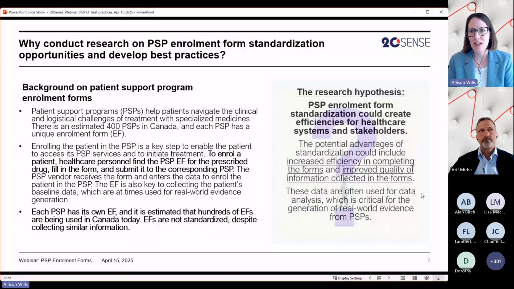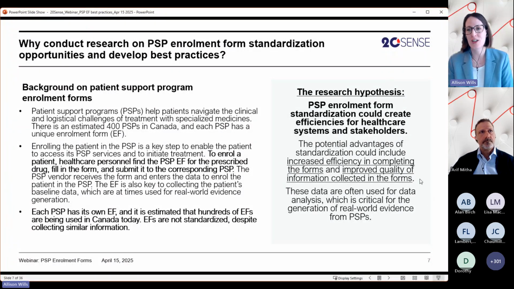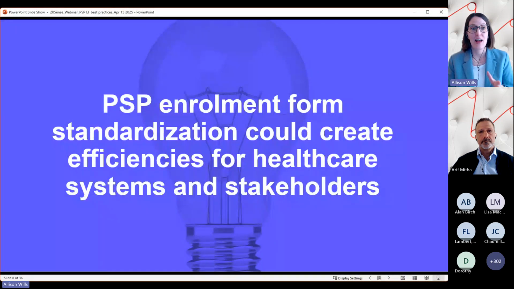So our research question and our hypothesis was that PSP enrollment form standardization could create efficiencies for healthcare systems and stakeholders. Some of the potential advantages of standardization could include increased efficiency in completing the forms, and improved quality of information collected in the forms. And as I mentioned, these data are often used for data analysis, which is critical for the generation of real-world evidence from PSPs. So if there's one thing I want you to keep in mind, it's that PSP enrollment form standardization could create efficiencies for healthcare systems and stakeholders.